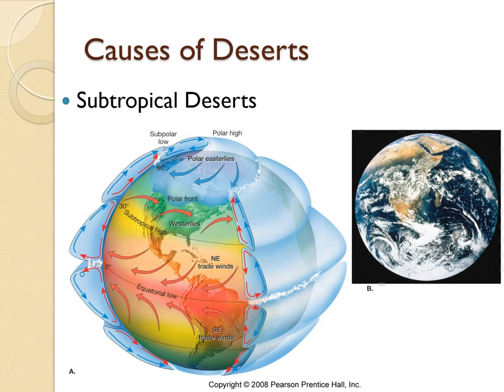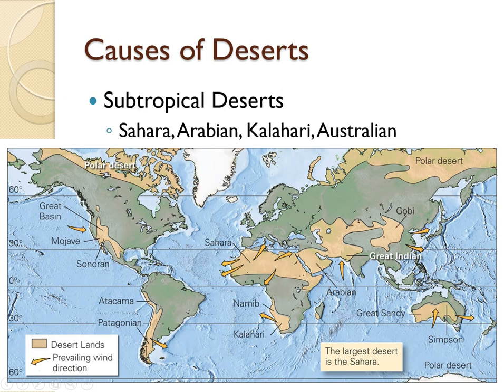So some examples of these subtropical deserts include the Sahara, or the Arabian Desert, the Kalahari, and the Australian deserts. Those are going to be the places you're going to find those subtropical highs.